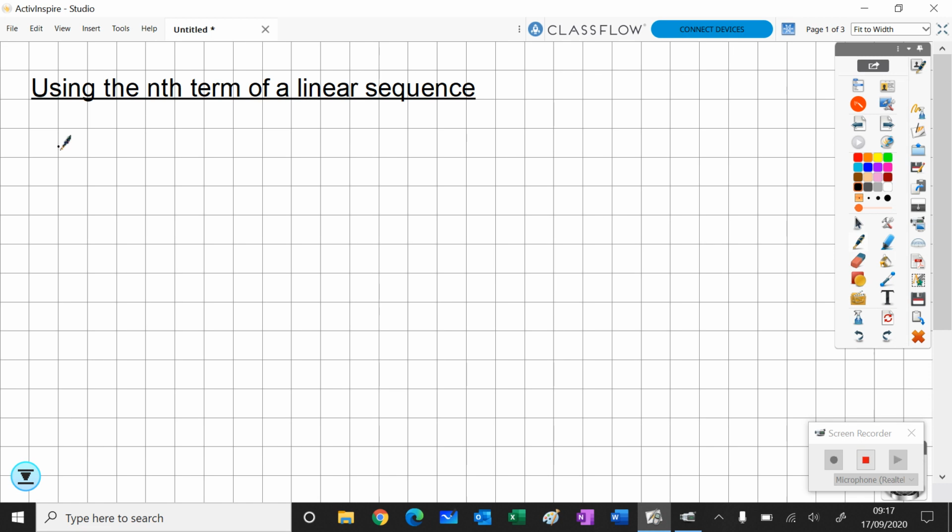If you're given this information, that the nth term of a sequence is equal to 3n minus 4, then you can start working out different values in the sequence. But instead of writing it like that, it's quite helpful to write it like this instead, just to emphasize that the n in both positions means exactly the same thing. So whatever number I put in for n, I've got to put it into both positions.